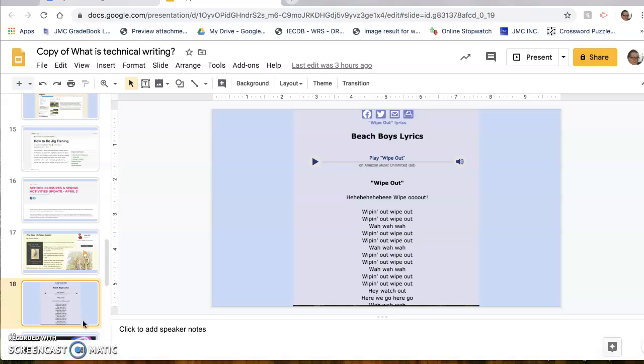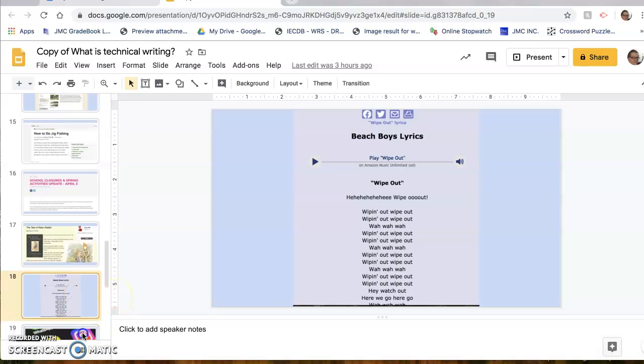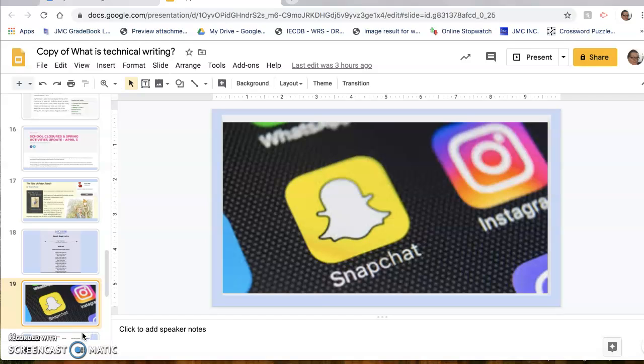Lyrics to the Beach Boys song Wipeout. Would this be considered technical writing? The answer is no, because once again, this is made up and its purpose is to entertain, not to educate and inform. A Snapchat or Instagram post. Would that be considered technical writing? Why or why not?